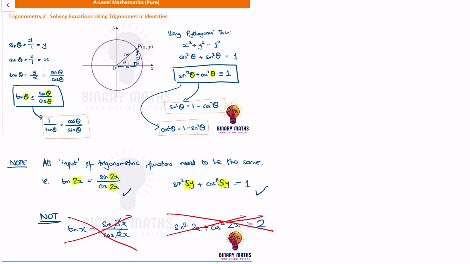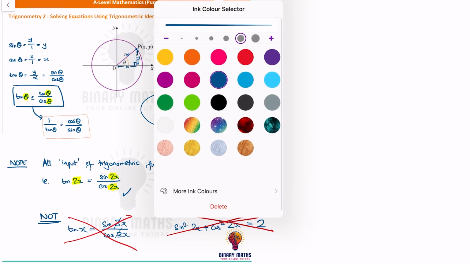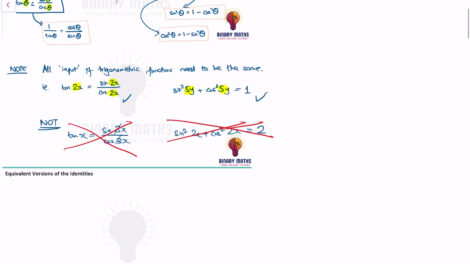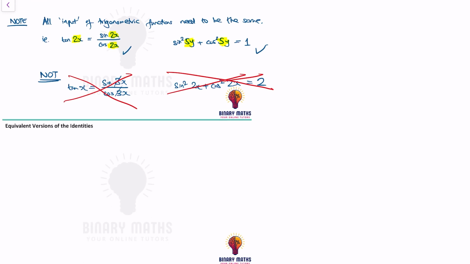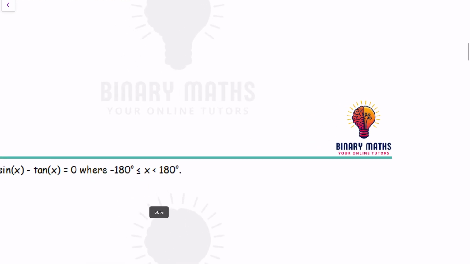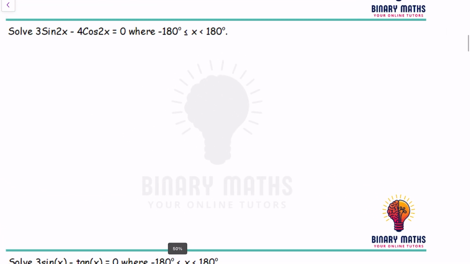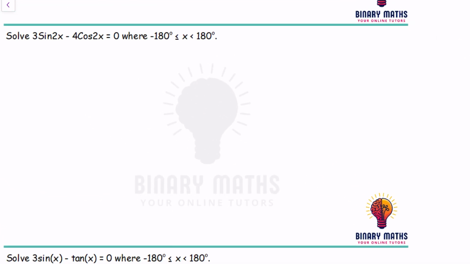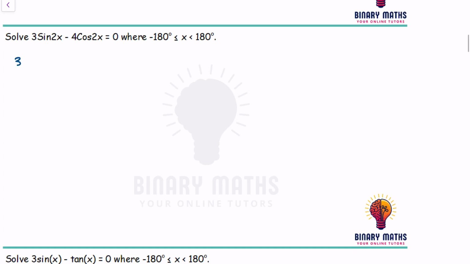Okay, so let's go through some examples of using these two new trig identities to solve equations. First one is solve 3 sine 2x minus 4 cos 2x equal to 0, where minus 180 is less than or equal to x, which is less than 180, so it's not including 180. So let's write out our trig equation that we start off with.